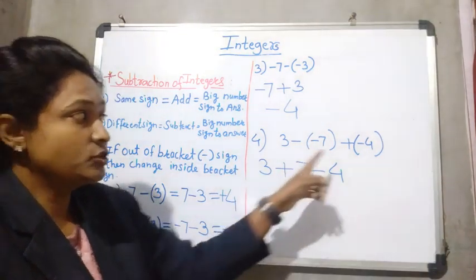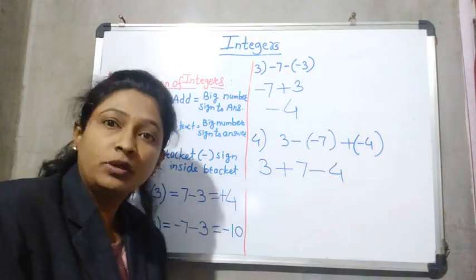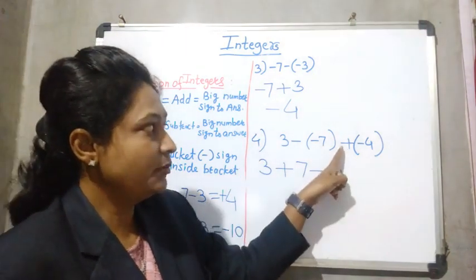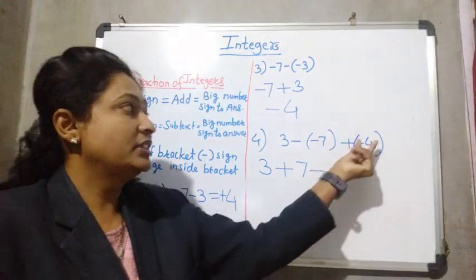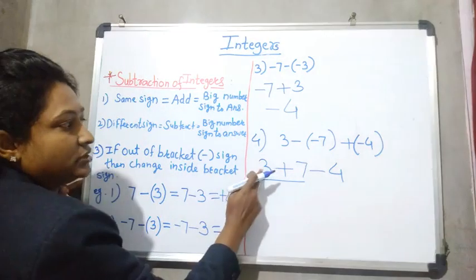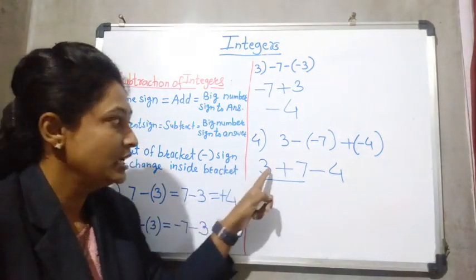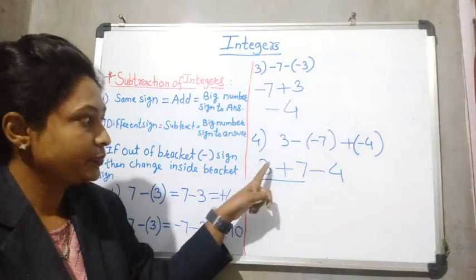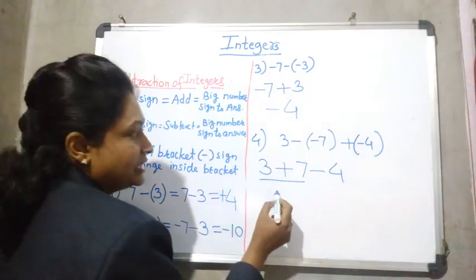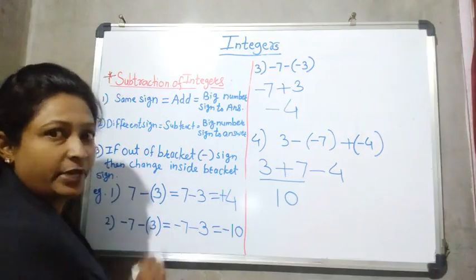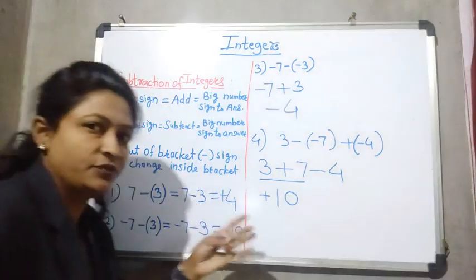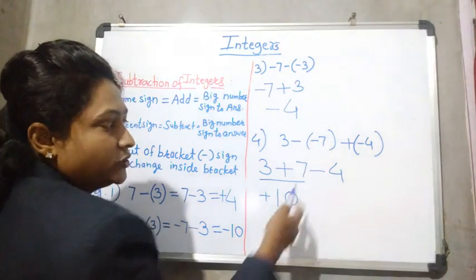Why? Because this rule of changing the sign is only for when the negative sign, the subtraction sign, is outside of the bracket. Now here a positive sign is there, so the inside sign will not change. This minus 4 you have to write as it is. Now for these two numbers we will do 3 plus 7. Both numbers have the same sign. 3 has no sign, which means it is positive. So positive 3, positive 7. Both have the same sign, so we do addition. 3 plus 7 is 10, and the big number's sign: 7 is big and has a positive sign, so positive. I told you the positive sign is not necessary; if you do not write it, it is also okay. But the negative sign is a must.